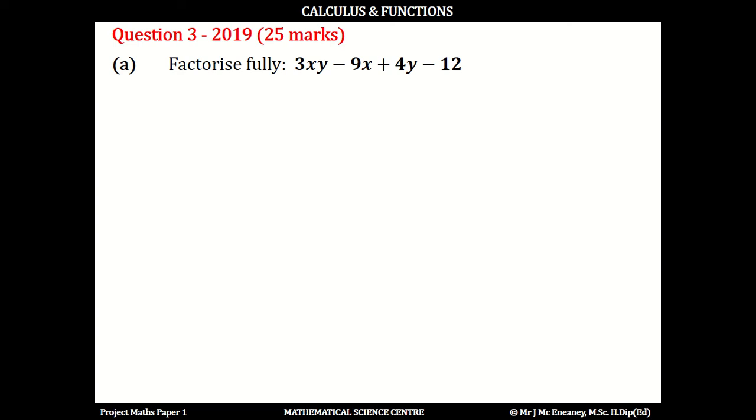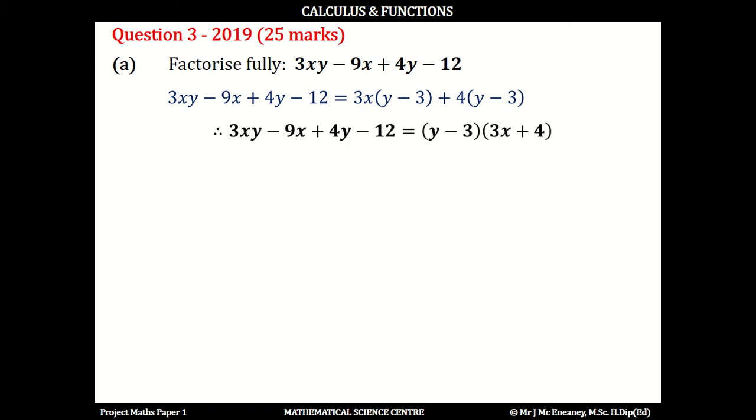In the last 2 terms, the most we can factorise out is a 4, and this would give 4 times (y minus 3). So we reduce this down from 4 terms to 2 terms. And in these 2 terms, they've both got a y minus 3 in common. So if we factorise out the y minus 3, you're left with 3x plus 4.